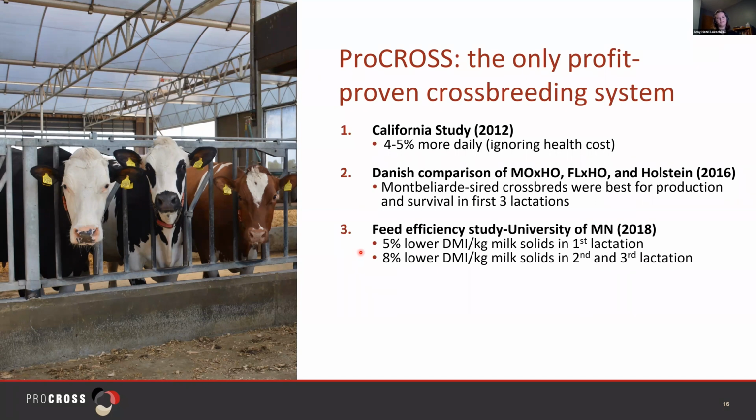A feed efficiency study was conducted at the University of Minnesota, showing a big advantage for lower dry matter intake, but the cows had equal levels of fat plus protein in their milk. And the equality happened in both first lactation and in second and third lactation. But we did find differences for the feed that they consumed. 5% less dry matter intake in first and even more in second. So the feed efficiency is there for crossbreeding.